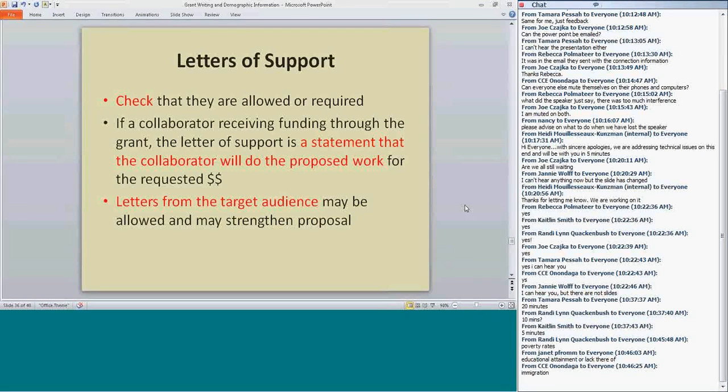Letters of support, sometimes they're not allowed or required. If they are permitted, they're good to have. If you have a collaborator that's going to be receiving funding and you're having them include the letter of support, make sure that it's a statement that states what the collaborator will do for the proposed work for the money that's requested, and tell a little bit about what that collaborator is again. Have the collaborator say, I'm contributing this, and I'm happy to be contributing this, making it clear the role that they're going to play. And then you may have letters from your target audience. So, I'm a farmers market participant that knows most of my neighborhood hasn't been involved in this, and I really think that they would benefit, and here's why.